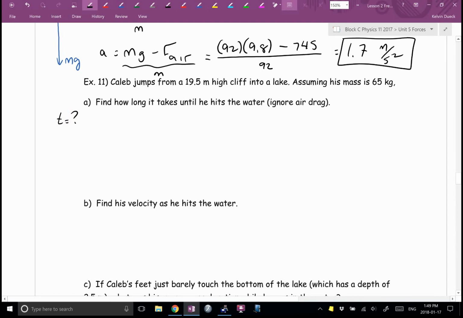What else do I know here, folks? Oh, what's V initial? You do know V initial. Yeah, if you cliff jump, I'm pretty sure you don't throw yourself down to the ground. You step off. You might be going forwards, but vertically, your V initial is pretty close to 0. What's that 19.5, Sierra? But it's not 19.5. Yep. Right?